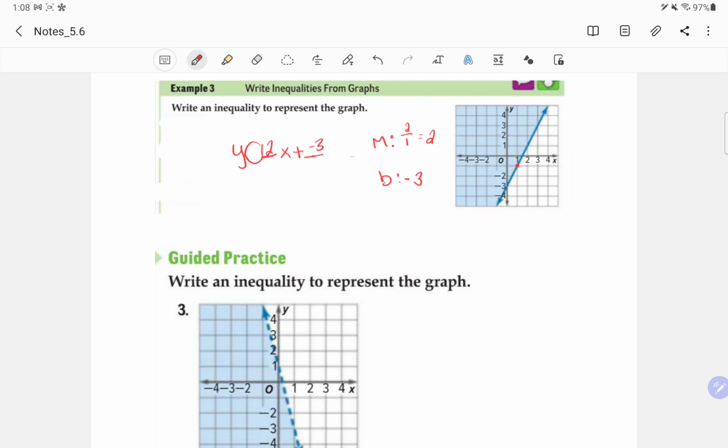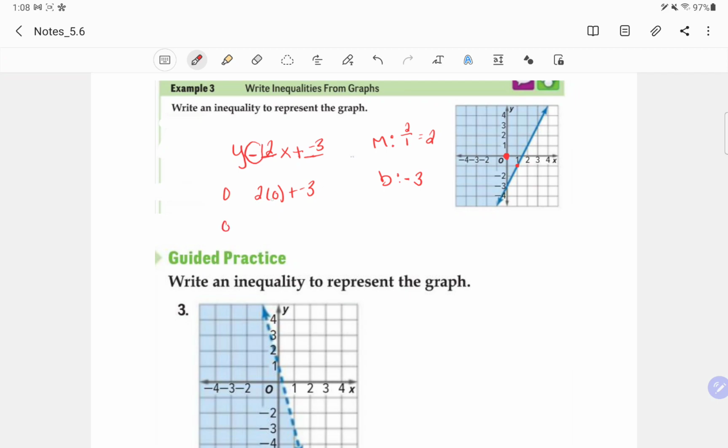Now I need to figure out what type of inequality symbol I am using. Well, I have a solid line, so that tells me I'm definitely going to have an or equal to in it. And then I just need to figure out what happens when I plug in the origin. When I plugged in the origin this time, I shaded on that side, which means I got a true statement. So when you plug in 0 for x, what do you get? Because you got a true statement, you're just going to make it true.